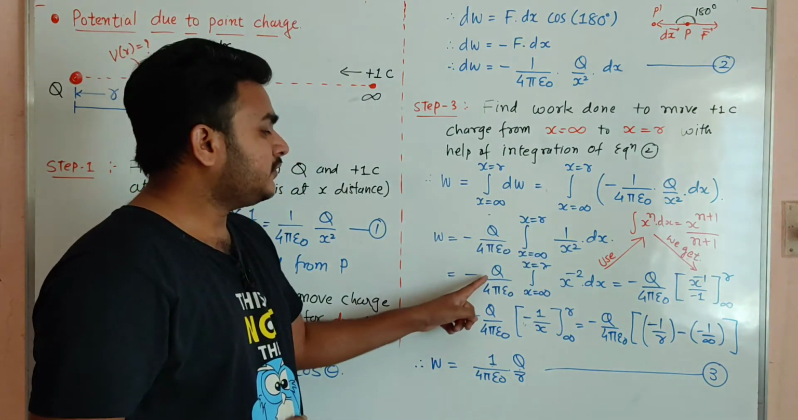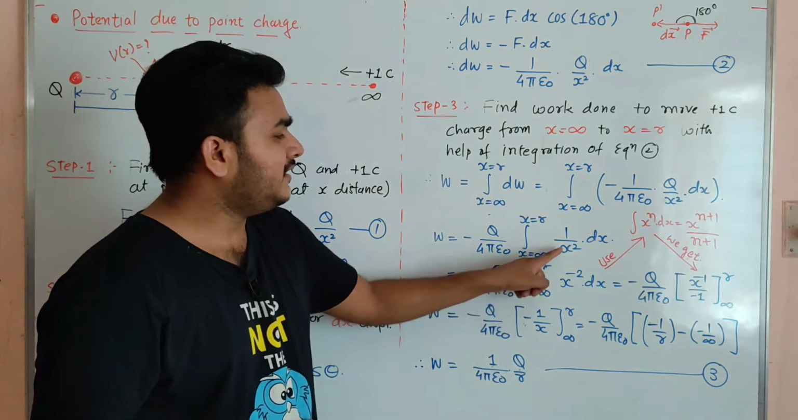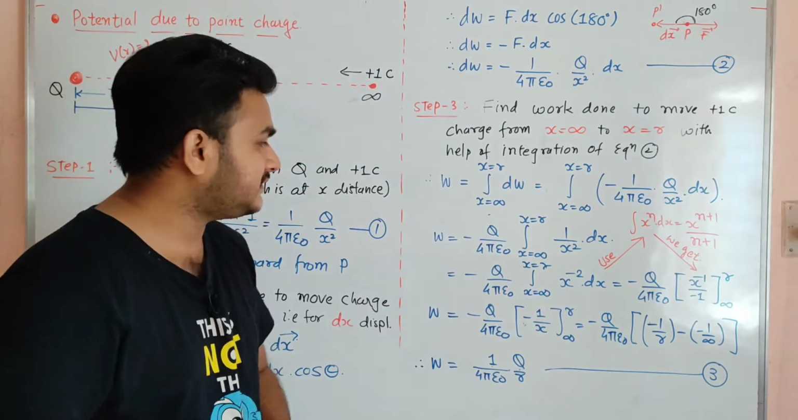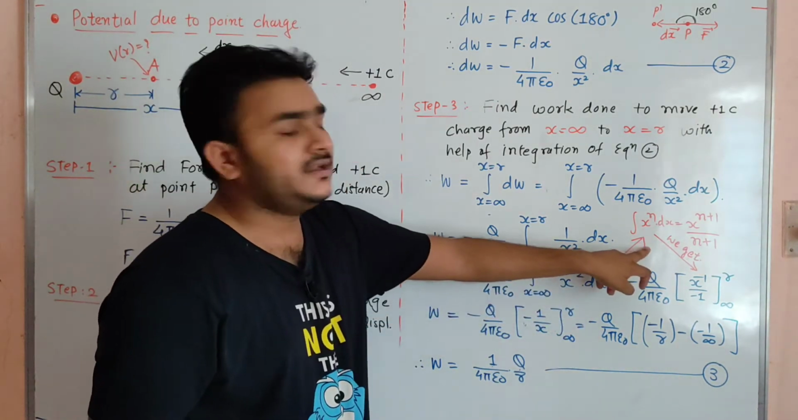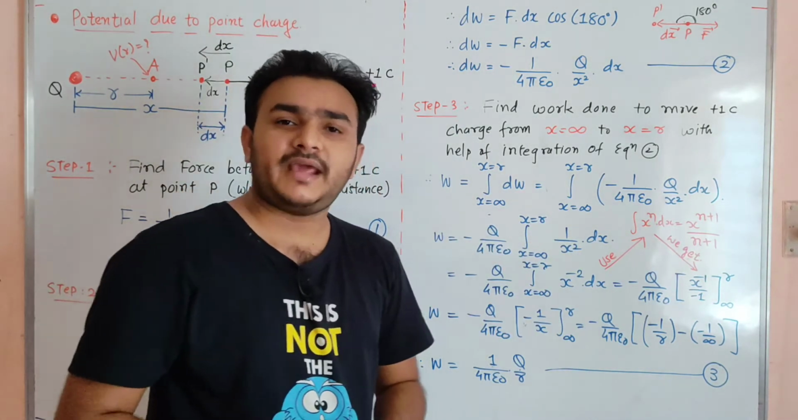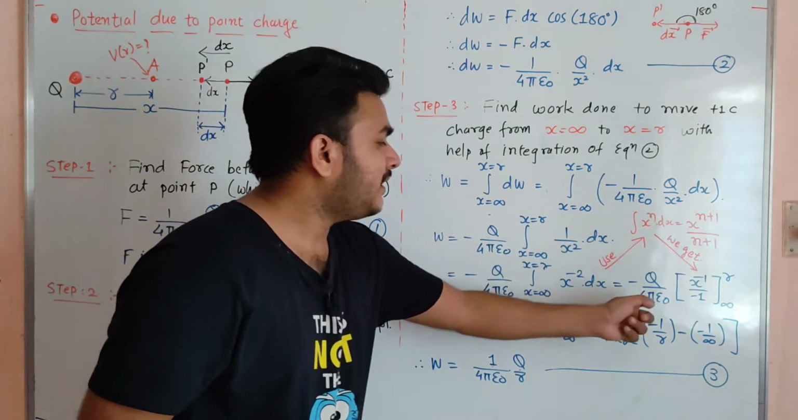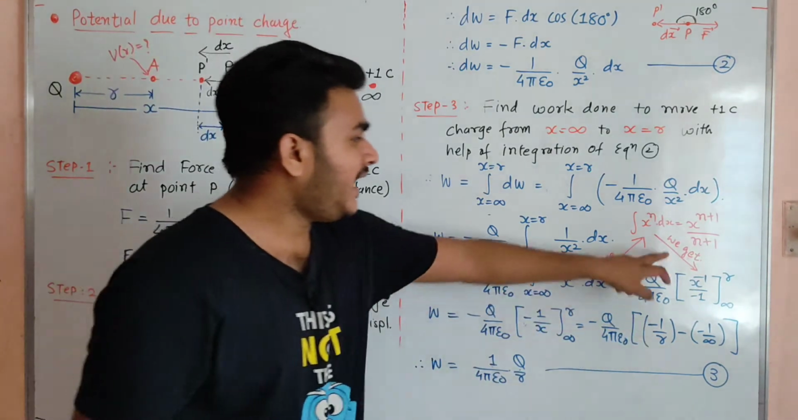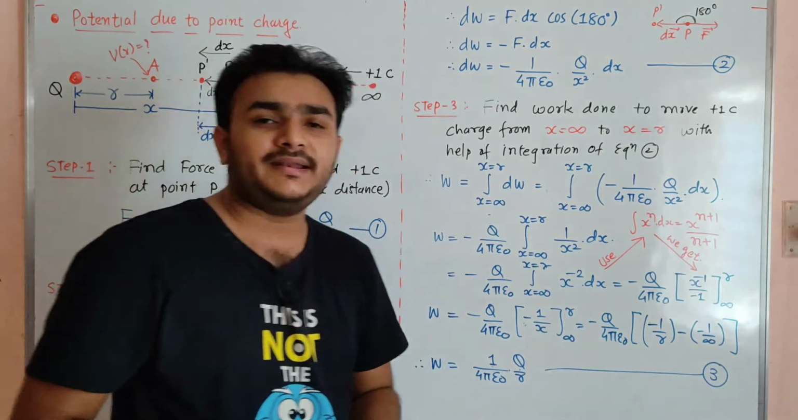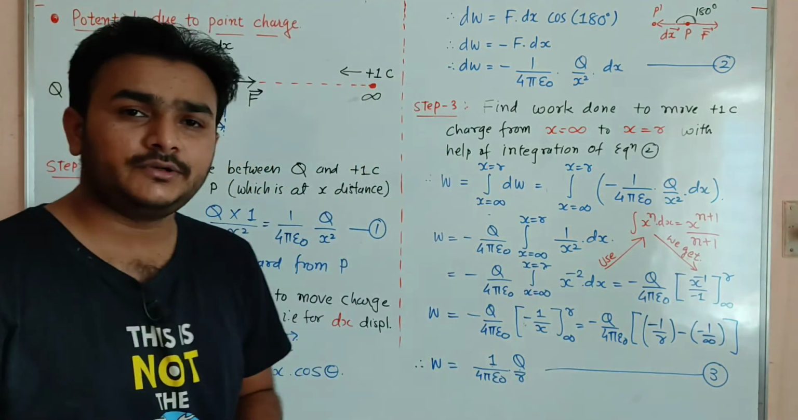So minus Q by 4 pi epsilon 0, x is equal to infinity to x is equal to r, taking x square in the denominator, it will be x to power minus 2 into dx. Now use this integration formula, integration of x to power n dx is equal to x to power n plus 1 upon n plus 1. If we apply this formula here, we will get minus Q by 4 pi epsilon 0, and the integration will lead to x to power minus 1 upon minus 1 with the application of limits x is equal to infinity to x is equal to r.